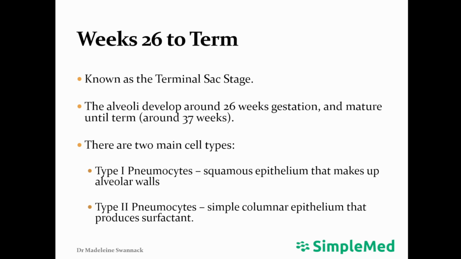The final stage of respiratory system development takes place from 26 weeks onwards and is known as the terminal sac stage. The alveoli begin to develop around 26 weeks gestation. Within the alveolar walls, there are two main cell types. Type 1 pneumocytes make up 90% of the alveolar wall and are made up of squamous epithelium. Type 2 pneumocytes make up around 10% of the alveolar wall, and are made up of simple columnar epithelium, which produce surfactant.